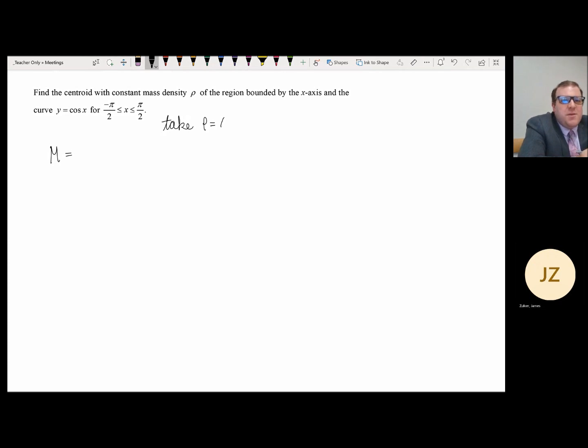Constant mass density would just take rho to be 1. I'm actually going to call this m star. I'm just going to say it's reduced mass. Since we're just setting the density to be 1, doesn't matter. So we're going to integrate from minus pi over 2 to pi over 2 of simply cosine of x.